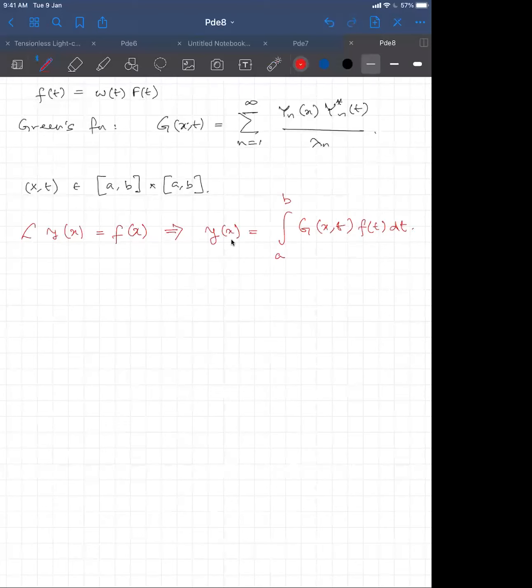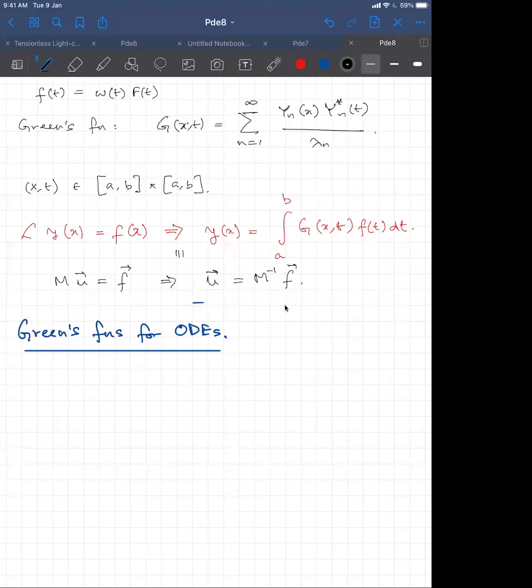So this is how you solve for y. This is completely analogous to Mu equal to f, whereby you get u is equal to M inverse of f, right? So this is analogous to this. That's the usefulness of the Green's function, okay? So now that we have learned about the Green's function, we're going to understand Green's functions for some ODEs, right? So that's what we'll do.